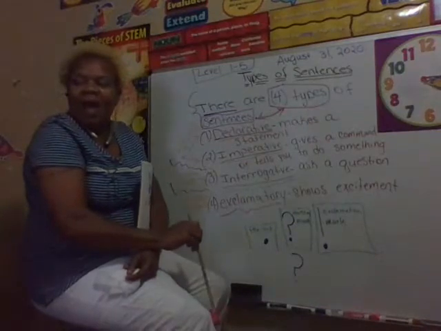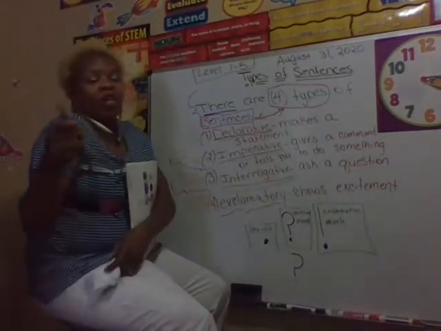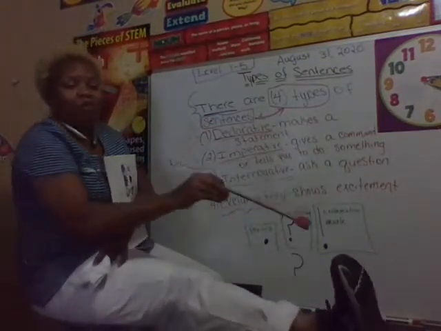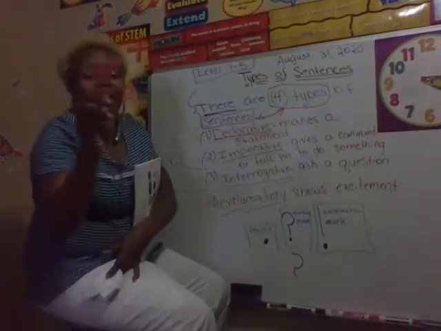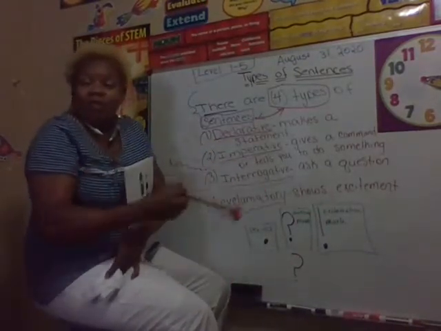Declarative. My eyes are brown. My hair is blonde. My shirt is blue. And my pants are white. I got my blue shoes on. 'Cause I'm making a statement. That's all I'm doing. I'm just giving you information about myself.